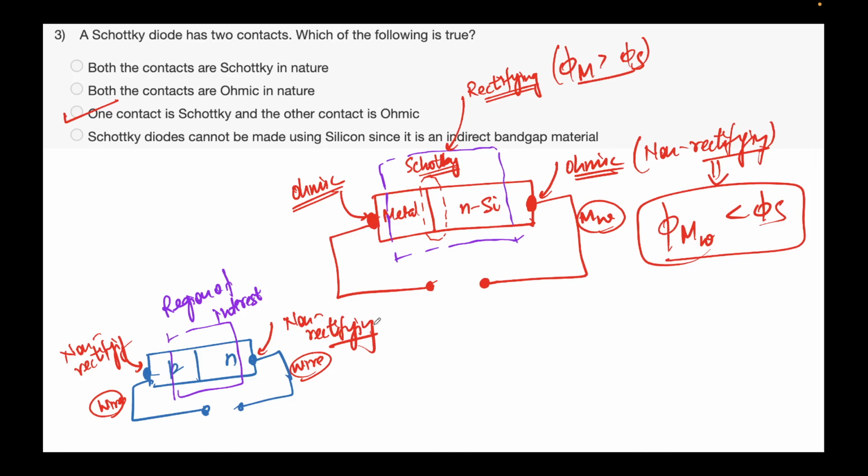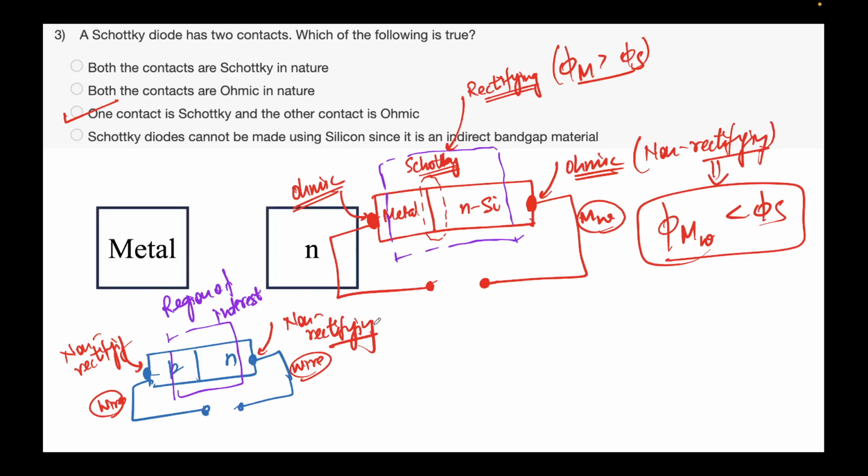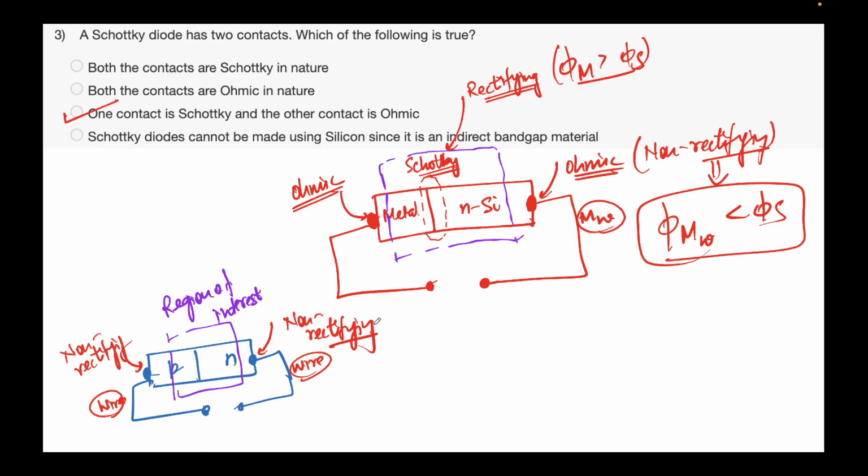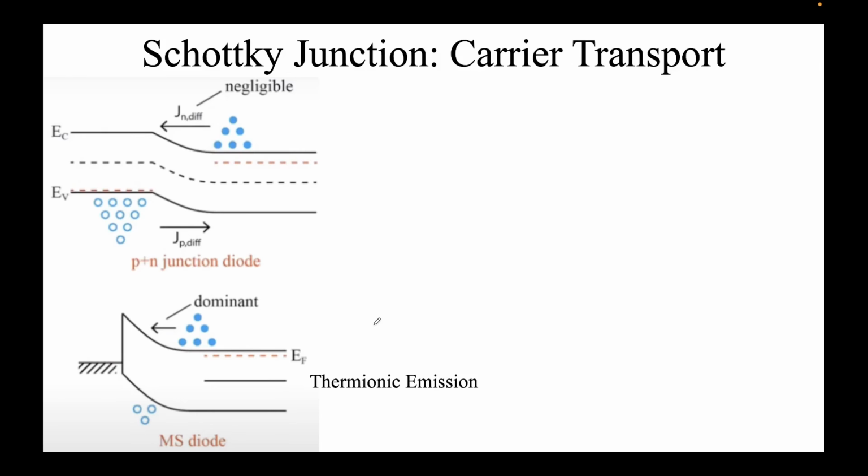So how do we do it in practice? It's really straightforward. You know the semiconducting material, you know phi s, and you choose a metal such that phi m is less than phi s. So you choose such a metal to make the non-rectifying contacts. That's how we do it in practice. This is what I mean.